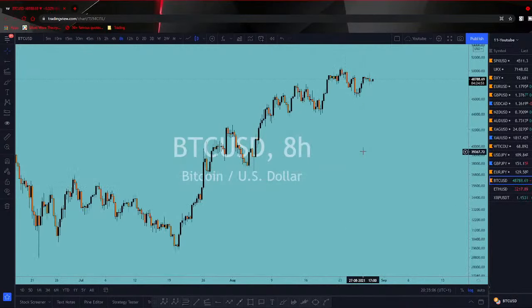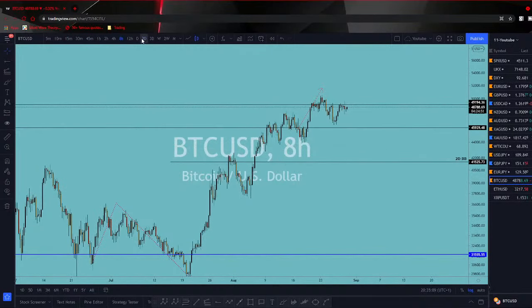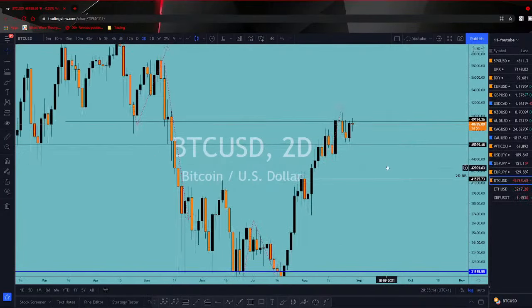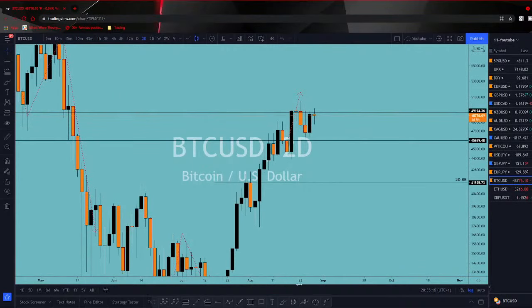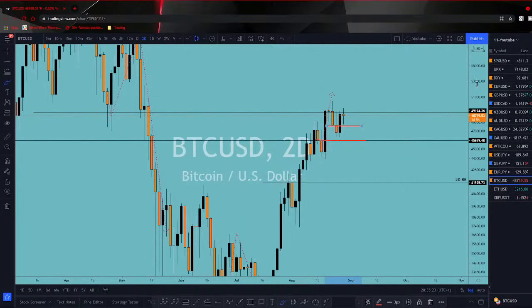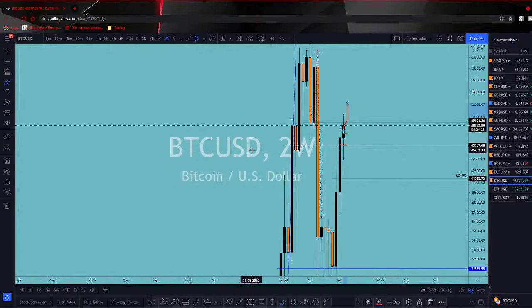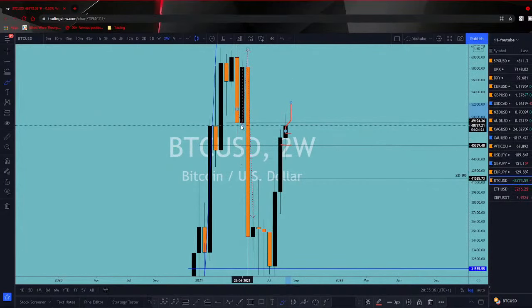BTC, crypto, let's approach it in this concept. Respected, respected. Targeting the highs. Though if you look at the 2-week candle, see how it is respecting this one. So I'll be cautious with these.